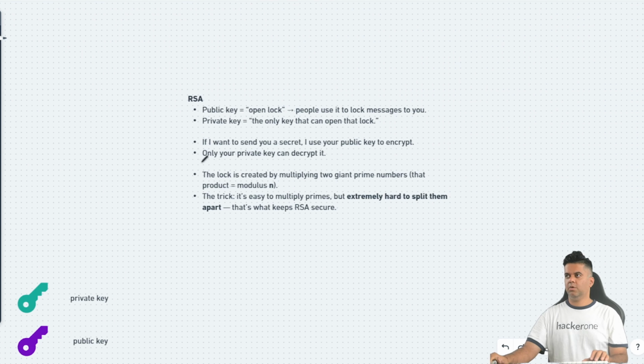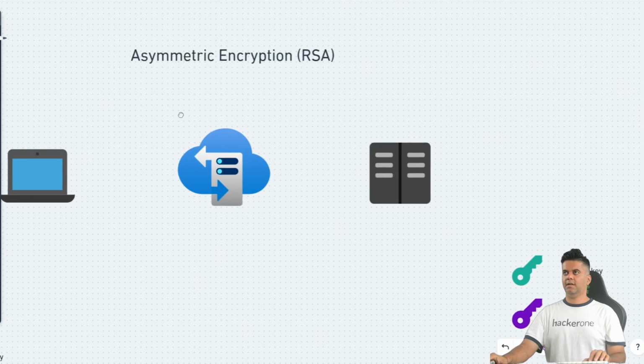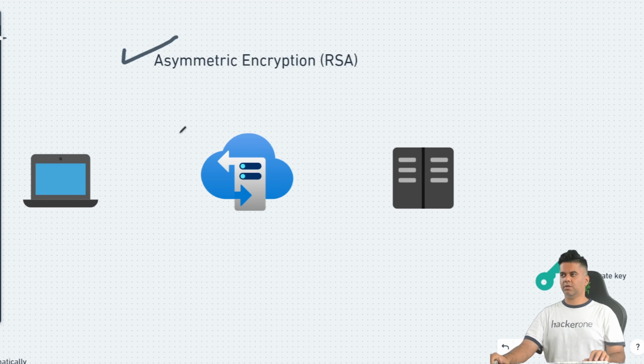So how is this lock created? It's created by multiplying two giant prime numbers. And the trick here is that it's easy to multiply primes, but extremely hard to split them apart. This is what keeps RSA secure. But for now, let's zoom out and understand asymmetric encryption and how it actually works.